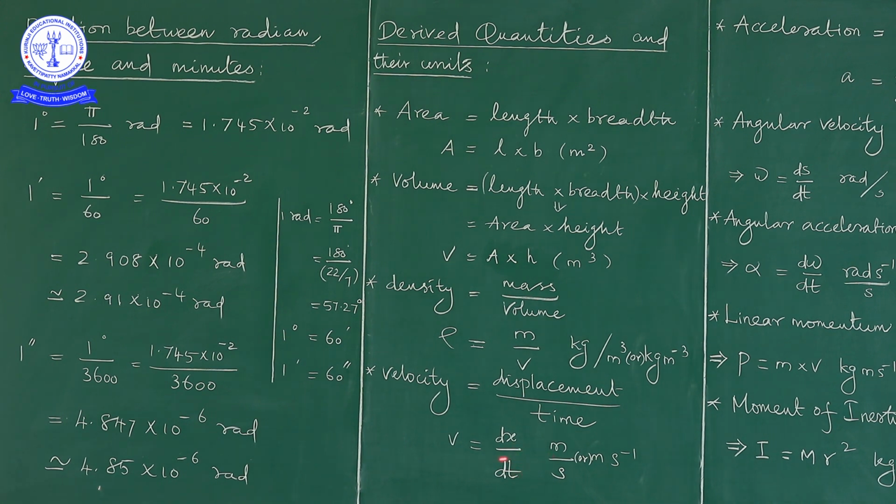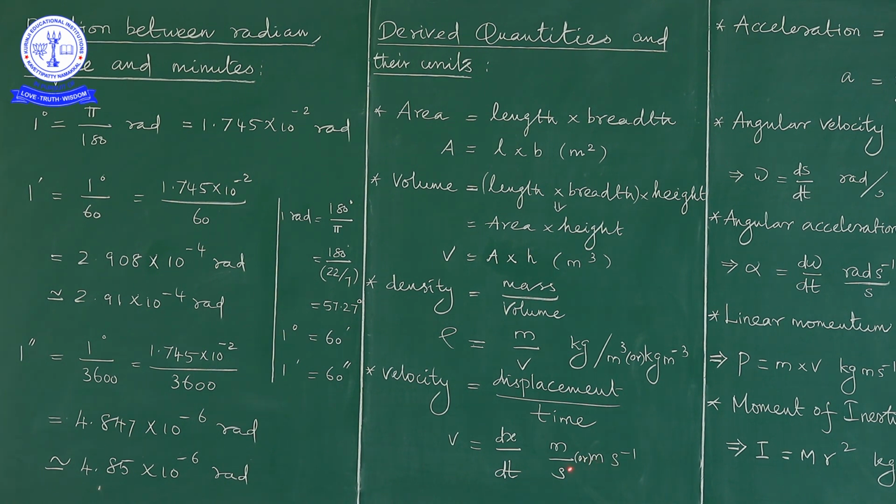What is the unit for velocity? Distance is in meter and time is in second, as we already know. So the velocity is nothing but dx by dt. The unit of displacement is meter, the unit of time is second. It is also in the form of a fractional value. While writing in product formation, it becomes meter second inverse.